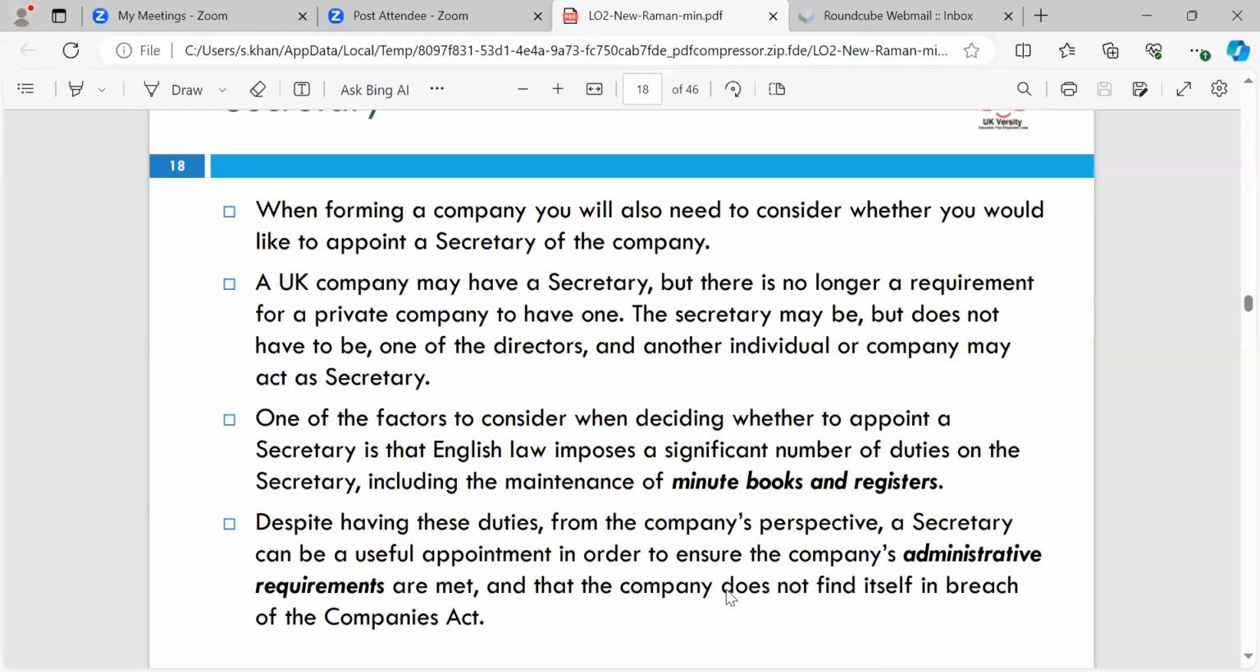One of the factors to consider when deciding whether to appoint a secretary is that English law imposes a significant number of duties on the secretary, including the maintenance of minute books and registers. Despite these duties, from the company's perspective a secretary would be useful to appoint in order to ensure the company's administration requirements are met, and the company does not find itself in breach of the Companies Act.